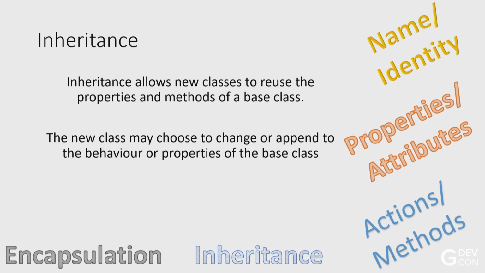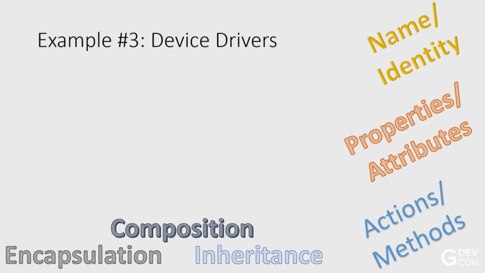So just as a quick recap, inheritance allows new classes to reuse the properties and methods of a base class, also known as a parent class. And the new class may choose to change or append the behavior of properties of the base class. And that's inheritance. The last pillar which Daniel spoke about earlier was composition.